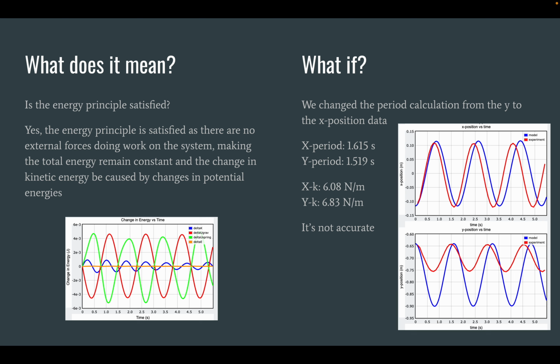What if we change the period of calculation from the y to the x position data? The x period was 1.615 seconds and the y period was 1.519 seconds. So k determined by the x period was 6.08 newtons per meter, and for the y period was 6.83 newtons per meter. As you can see, it is nearly accurate when determined by the x period.